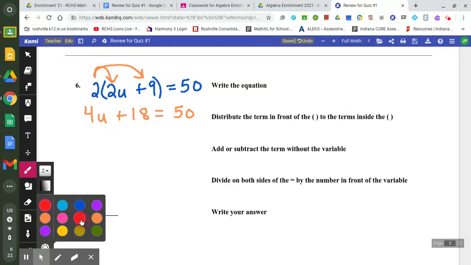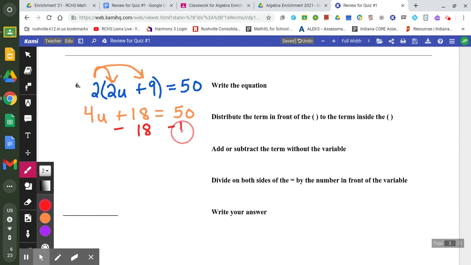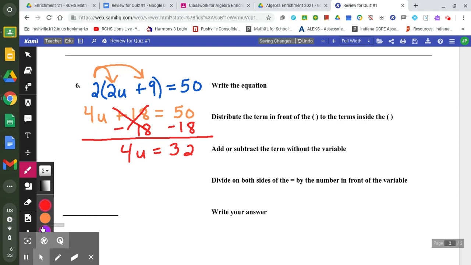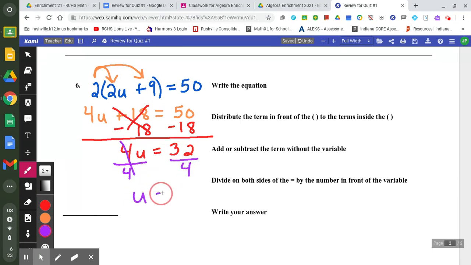And then the next step, we are going to add or subtract the term without the variable. So minus 18 on both sides of the equal sign. So I have 4u equals 32. And then divide on both sides of the equal sign by the number in front of the variable. So divide by 4, divide by 4. u equals, and then we're doing 32 divided by 4 is 8.